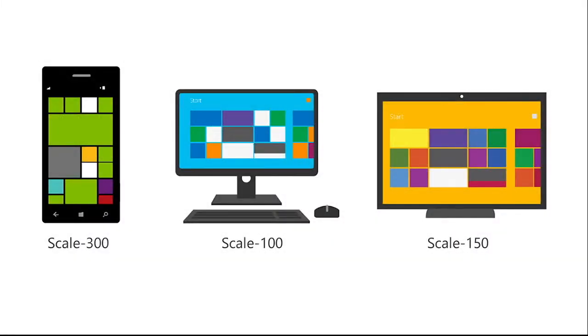So today in Windows, every display has a specific scale associated with it. And in general, when we think about Continuum, the phone generally has a scale somewhere between 200 and 400. Monitors generally have a scale of 100, and TVs generally have a scale of 150. And this varies based on the device. Like a 4K monitor might have a different scale than the average monitor. But this is a safe assumption for now on Continuum.